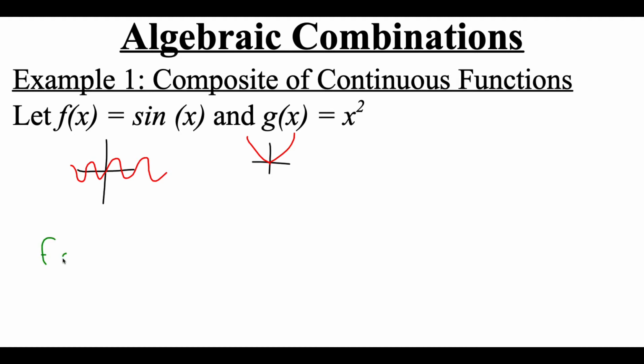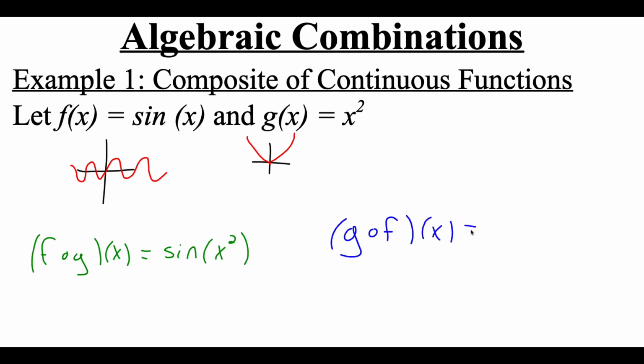So if we did f composed with g of x, that would be the sine of x squared. That's going to be a continuous function since it's built from two other continuous functions. And if we went the other way as well, g composed with f of x, which would be the sine of x squared, or we could also just write that as sine squared of x. That would also be a continuous function, again, since it was built from two other continuous functions.